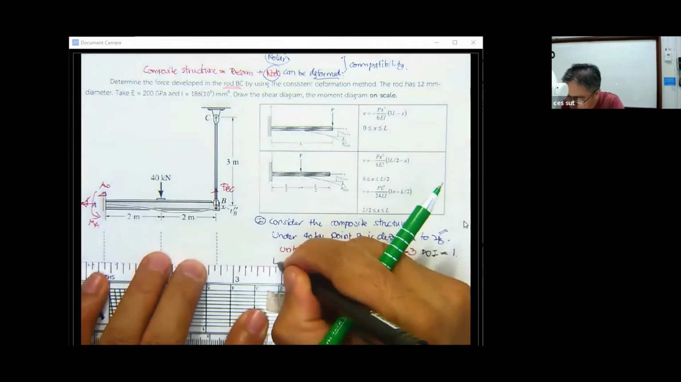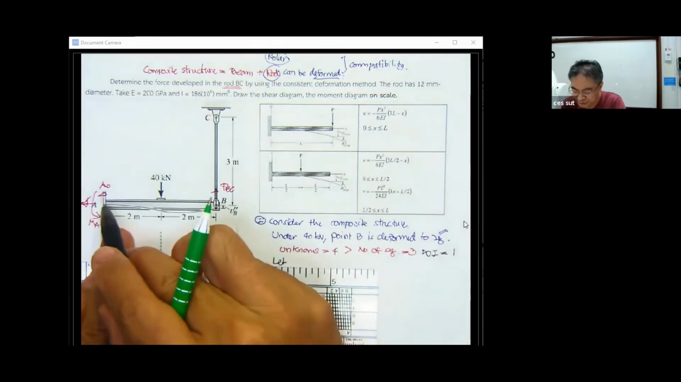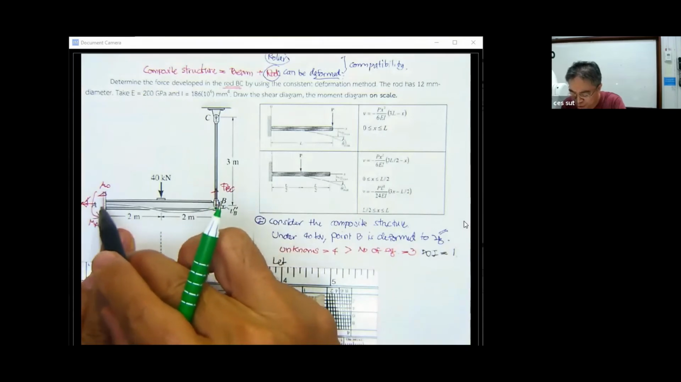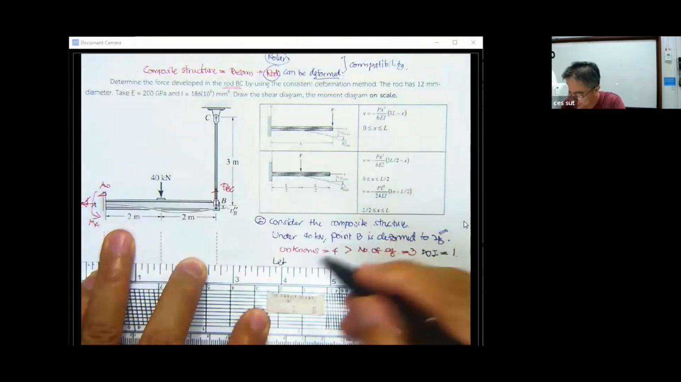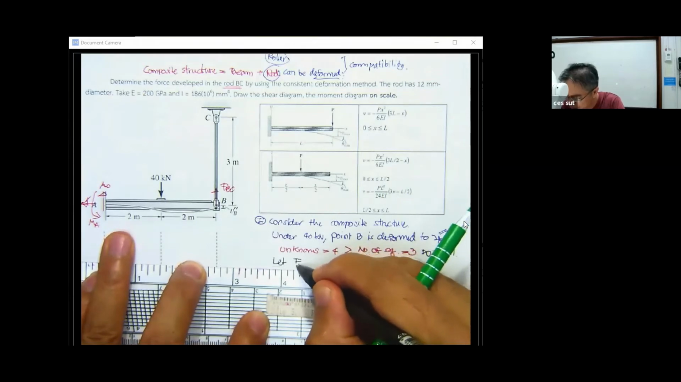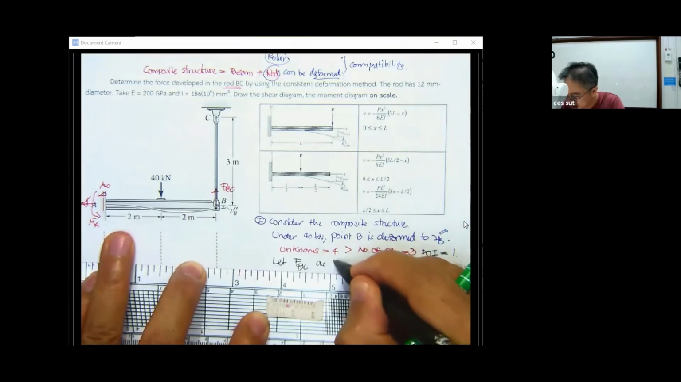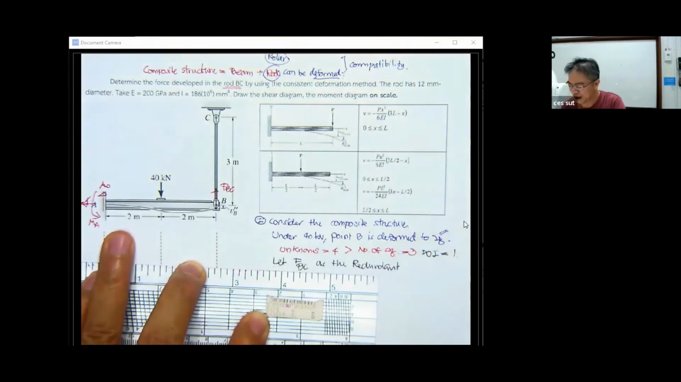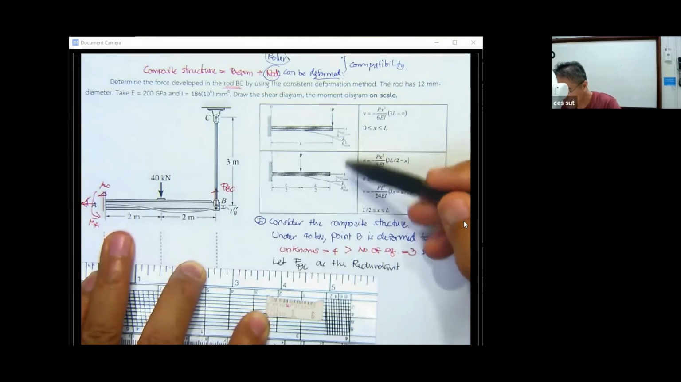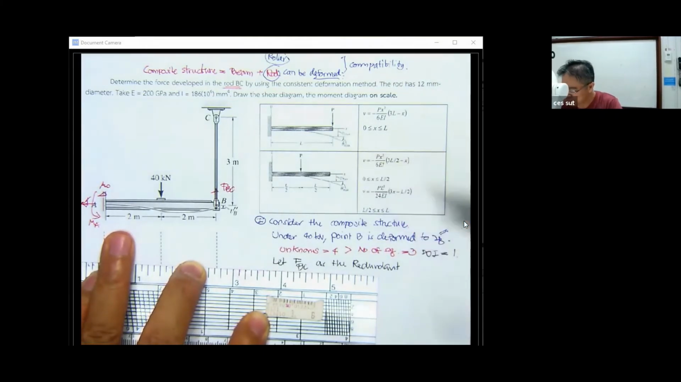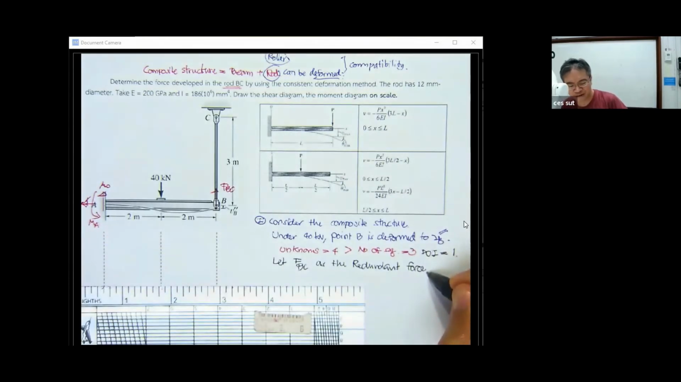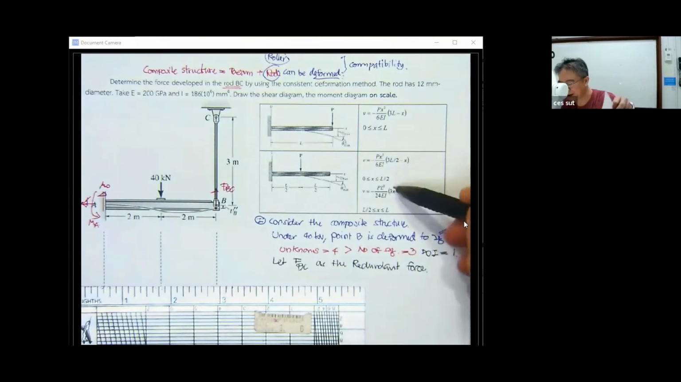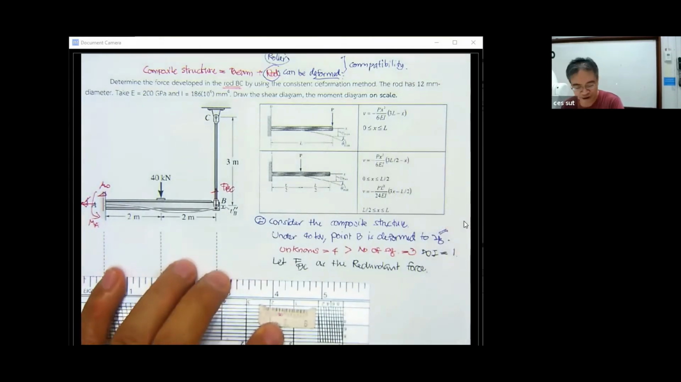This is a lot more complicated because this point has two forces and one moment. It's going to be better to just set F sub BC as the redundant force. That is going to be easier. And then we can also use this to determine the deflection later. Or if they don't give us this detail, we can use the conjugate beam, the virtual method, to determine it.